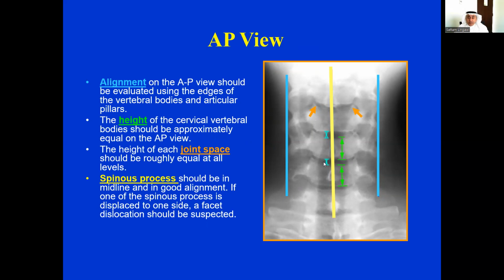The intervertebral disc spaces and the heights of the vertebrae should also be assessed. Finally, the facet joints of Luschka, the lateral facet joints, are also assessed for any abnormal narrowing or malalignment.